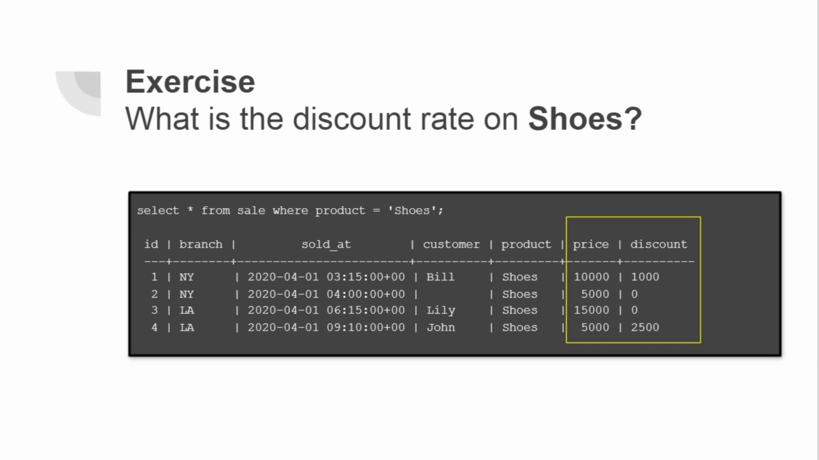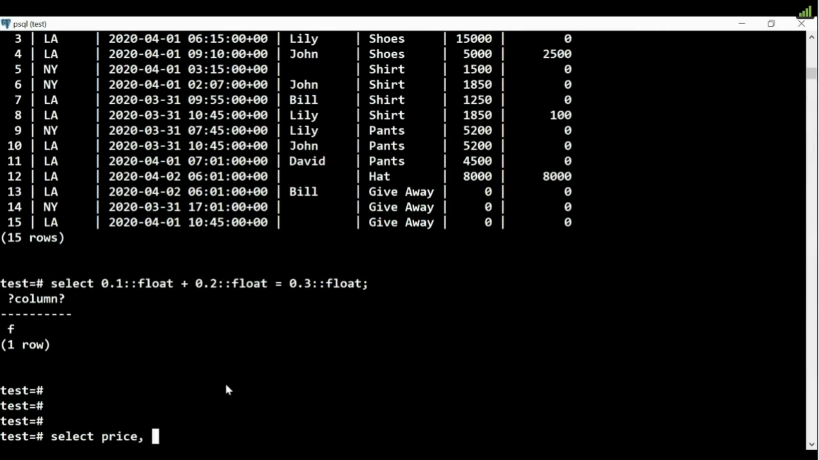Let's try to do a naive implementation of this query. Let's write it together, okay? So, we want to get the price and the discount, right? And we want to get the discount rate, which is discount divided by the price, right? And we might want to multiply by 100 to get the percent. Now, we only want shoes. So we apply a filter, and this should work, right?